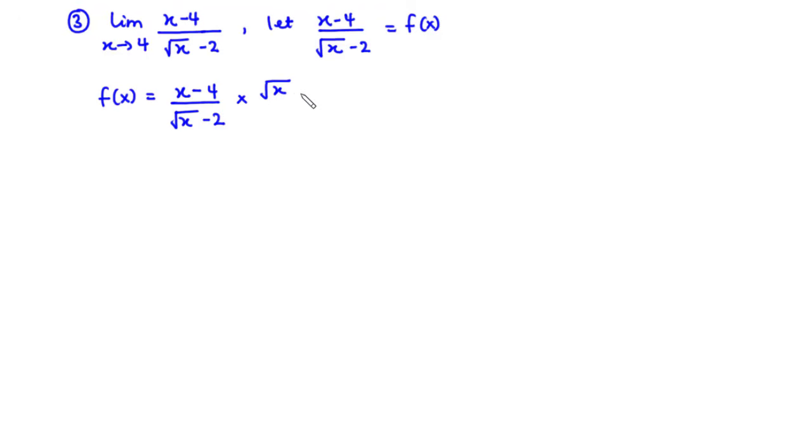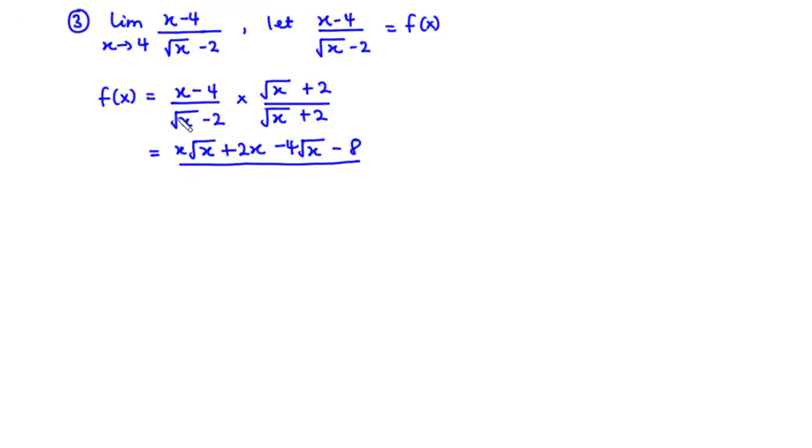So that's going to be square root of x, and then this changes to plus, so plus 2, and then we have same for the denominator. Now let's try to multiply across. Now x times square root of x is x root x. X times 2 is 2x. Negative 4 times square root of x is negative 4 root x. And then negative 4 times 2 is negative 8.